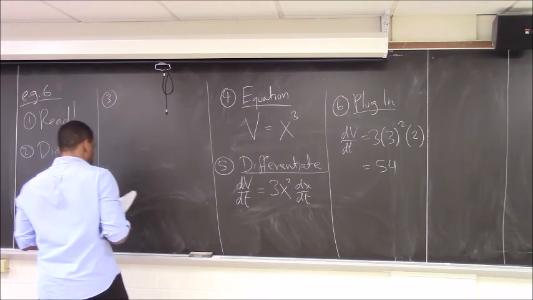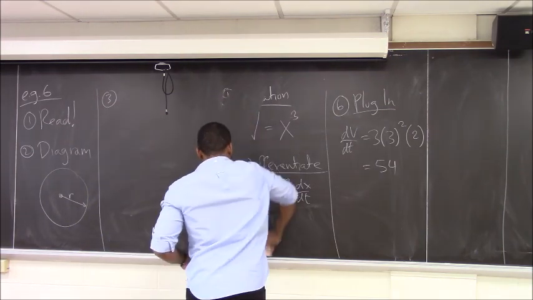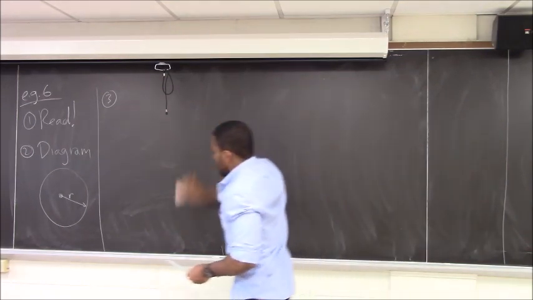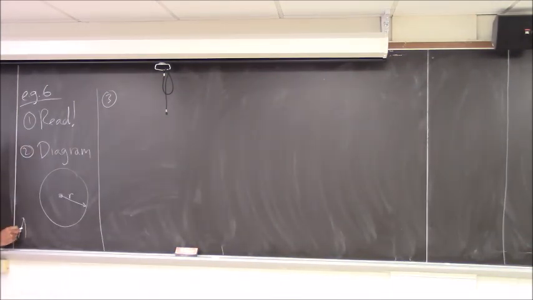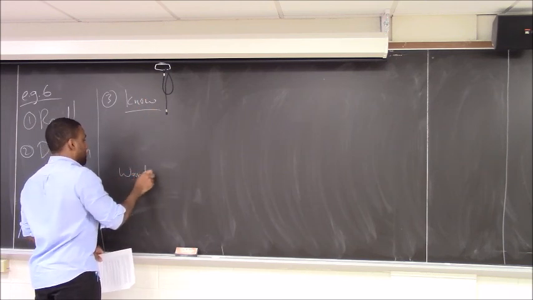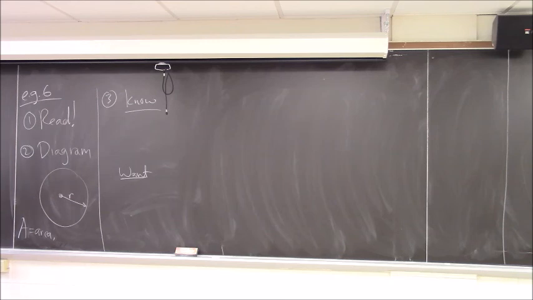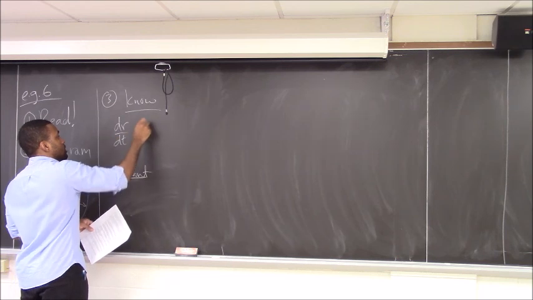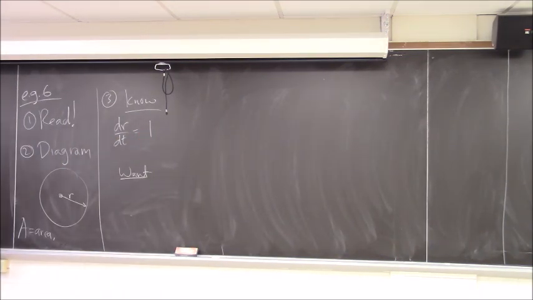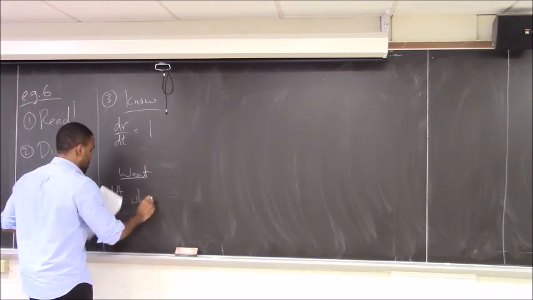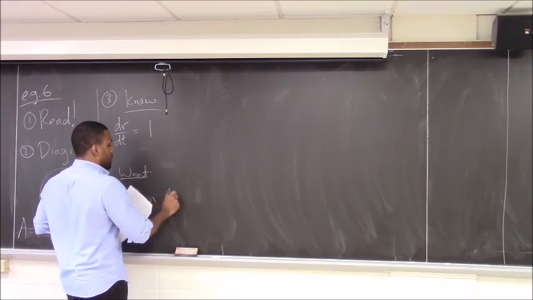So I have a circle, radius r, so that's my diagram. It's asking me about the area of the circle. I've defined A to be the area. So what do I know? What do I want? The radius of the circle is increasing at a rate of 1 meter per minute. So I know dr/dt is positive 1. We want the rate of change of the area. So we want dA/dt when A equals 4 pi.